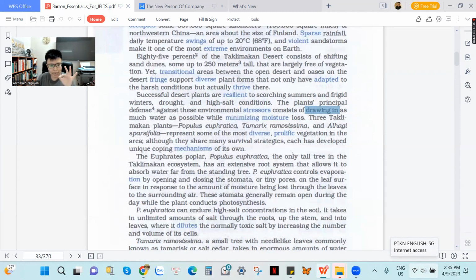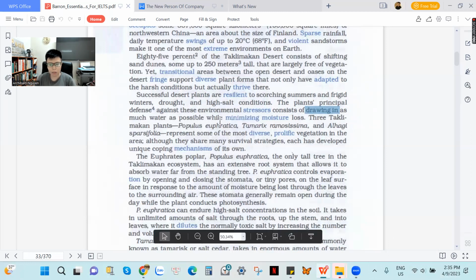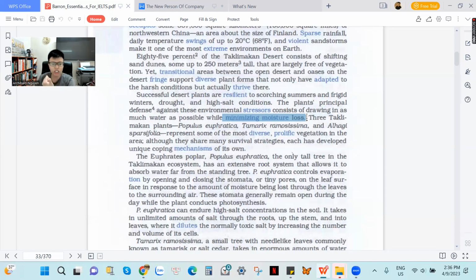Absorb, A-B-S-O-R-B, that is absorb, as much water as possible, while minimizing the moisture loss. Minimizing means trying to cut down something to the best, the most extreme extent. Minimizing moisture loss means if they lose moisture, if they lose the wet, they are going to die. So they need to keep the moisture, just like your body, just like your face.